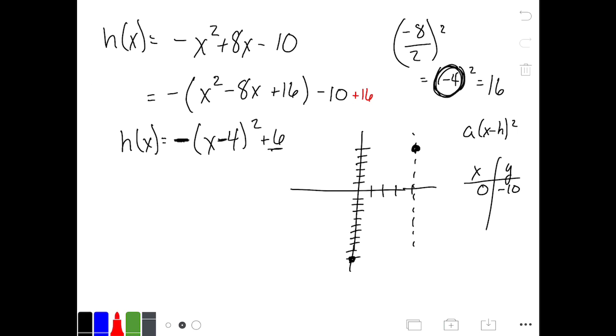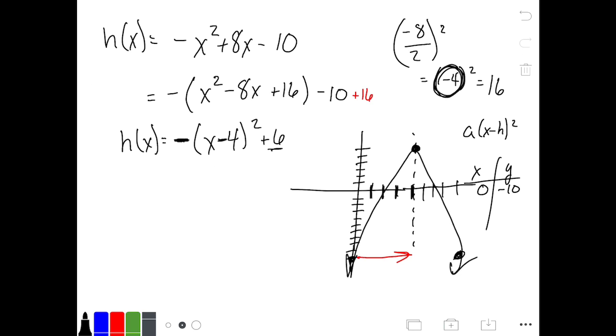Then I ask the same question. How far off of the axis of symmetry is that point? Well, it's 1, 2, 3, 4 off of the axis of symmetry. So I need to go 4 the other way. 1, 2, 3, 4. Go all the way down. And then there you go, guys. You have your parabola that you're ready to graph.